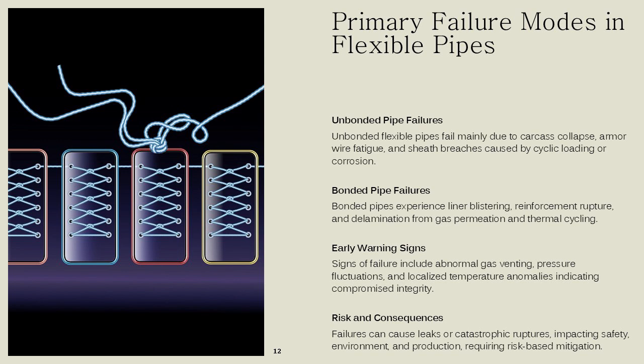Early warning signs include abnormal gas venting, pressure fluctuations, and localized temperature anomalies. Understanding these mechanisms enables engineers to design targeted inspection and monitoring programs. Consequences range from minor leaks to catastrophic ruptures, with potential impacts on personnel safety, environmental compliance, and production continuity. Risk assessments must therefore incorporate both probability and consequence dimensions to prioritize mitigation efforts effectively.